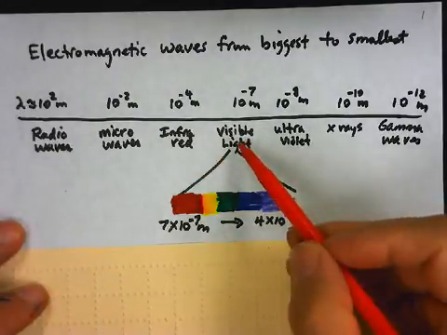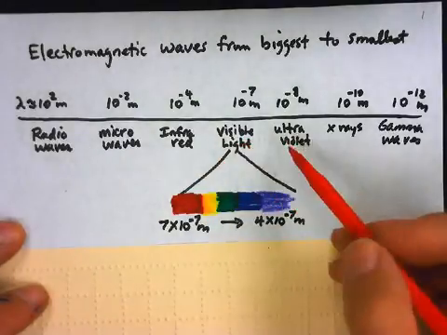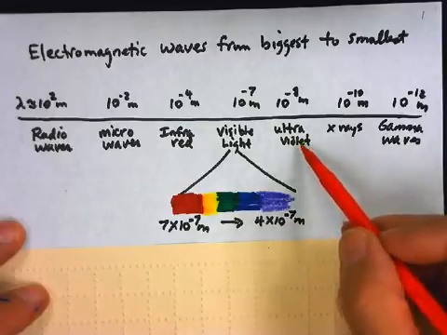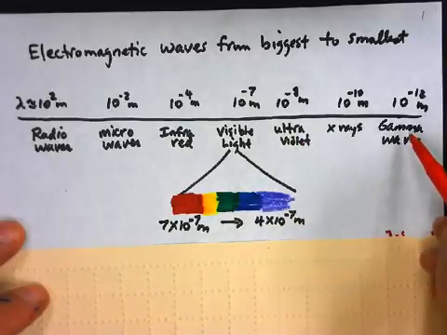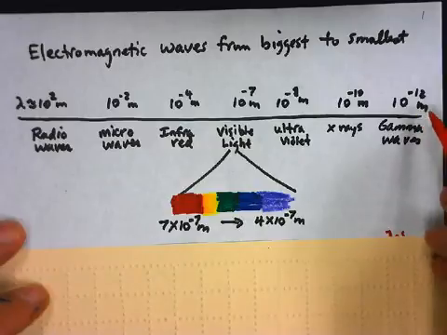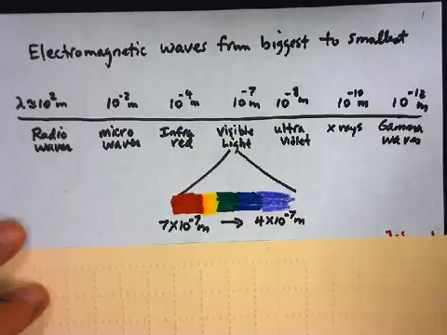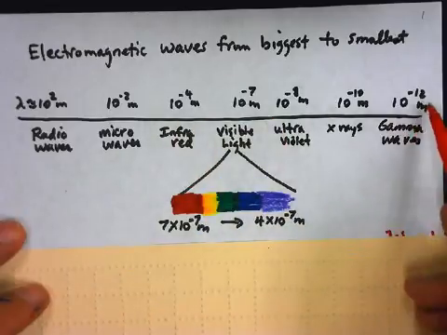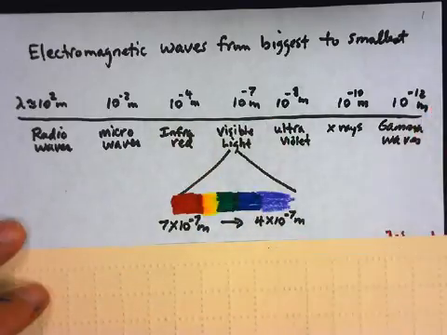Infrared, then visible light, then ultraviolet, X-rays, and gamma waves. Notice the gamma waves have a wavelength of 10 to the negative 12th meters. Incredibly small. Now as we go down and get smaller and smaller in wavelength, the frequency happens to increase.